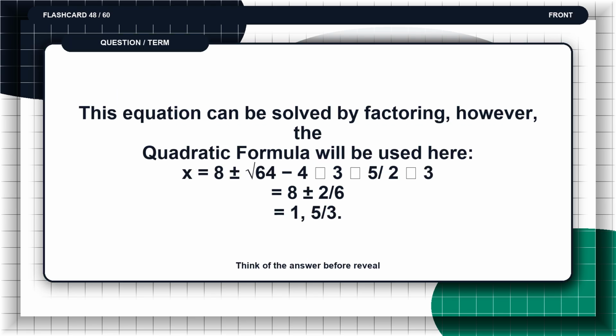Flashcard 48. This equation can be solved by factoring, however, the quadratic formula will be used here. x equals 8 plus or minus the square root of 64 minus 4 times 3 times 5, all over 2 times 3, equals 8 plus or minus 2 over 6, equals 1 or 5/3. Think of the answer before the reveal.